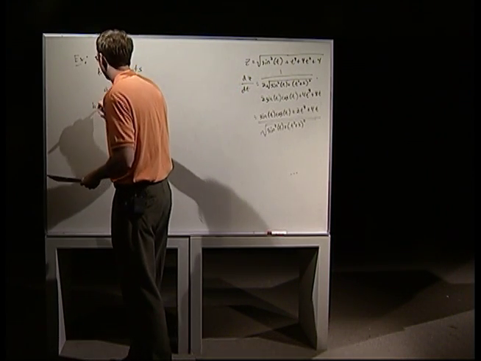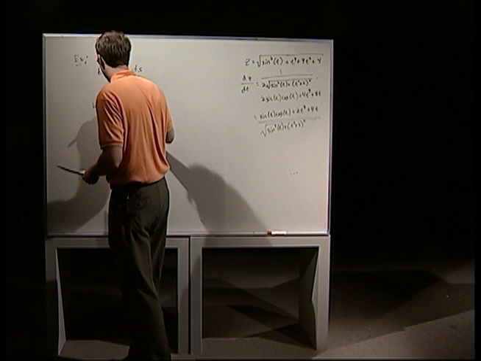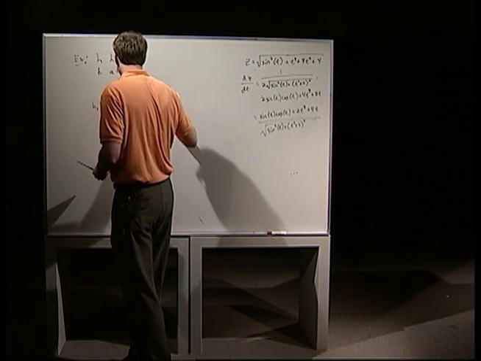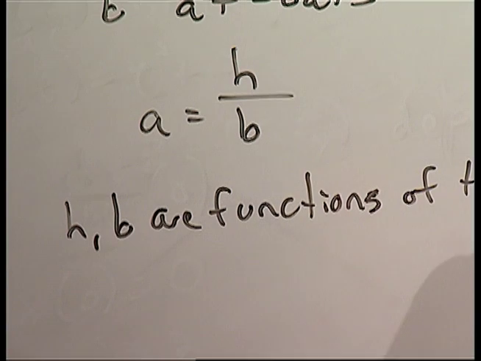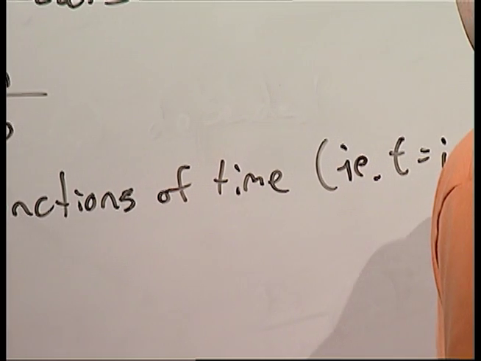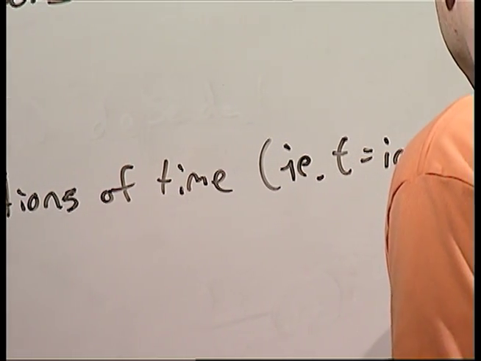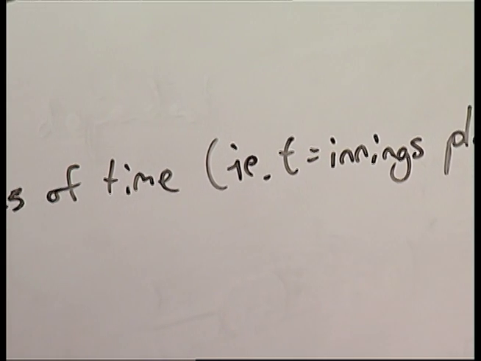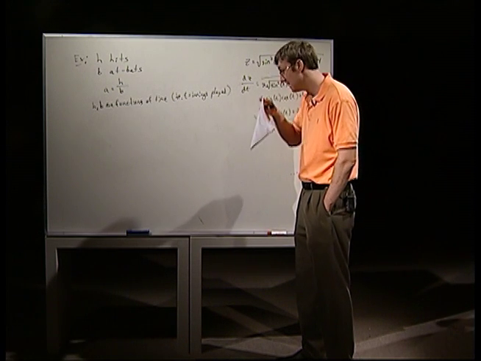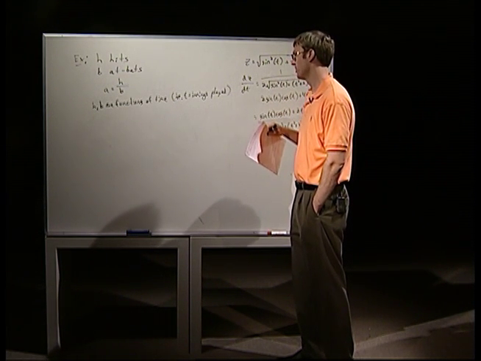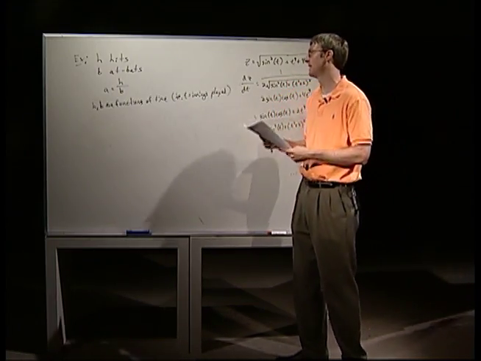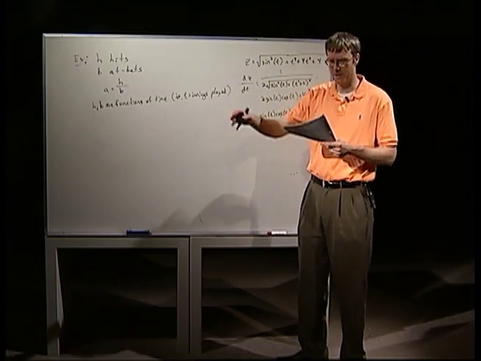So let's assume that H and B are functions of time. Maybe time is innings played, say, i.e. t equals innings played. So depending on the number of innings played, the hits and at bats change. Certainly, these are probably not going to be linear functions. You don't always have the same number of at bats every game, and certainly people go through streaks of hitting, so we expect these to be somewhat complicated functions.